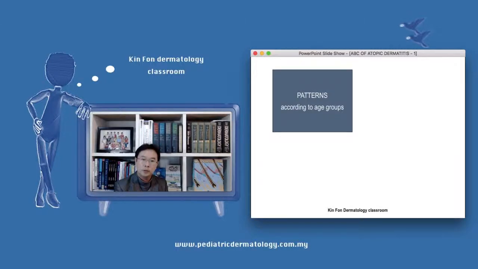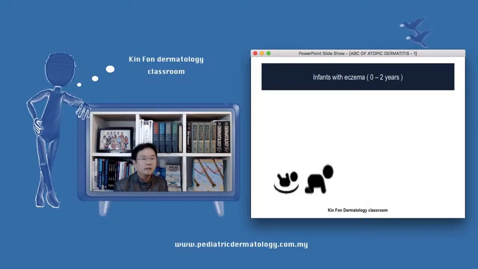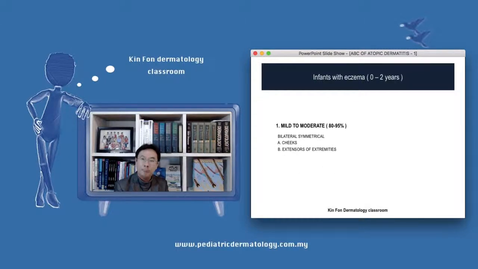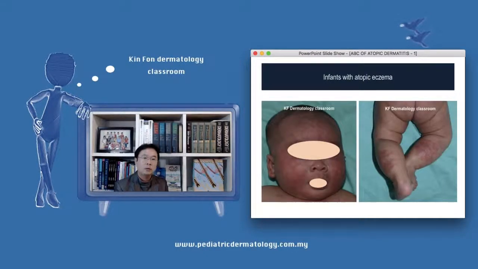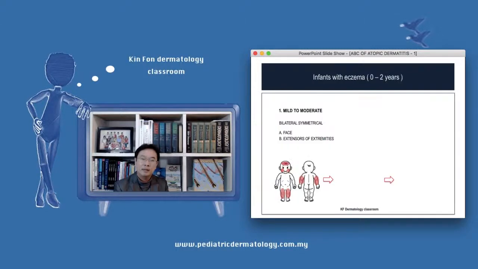group of the patient. We know that in the first 2 years of life, especially among the mild to moderate cases that contribute to 90 to 95% of patients, the pattern is bilateral, symmetrical over the face, the outer aspect of the elbows, and the outer aspect of the shin. So this is the most common pattern. This is a classical example, more over the exposed and frictional side of the extremities and the face.